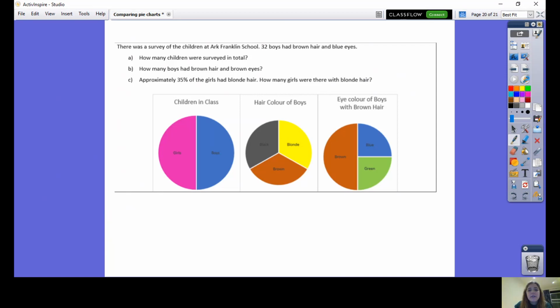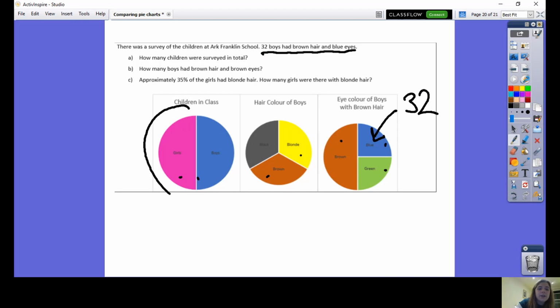It says there was a survey of children at Ark Franklin. 32 boys had brown hair and blue eyes. So you can see here's the total. There's some children in the class and they're split into girls and boys. And then of the boys, they either have black hair, brown hair or blonde hair. And then of the boys with brown hair, they either have brown eyes, green eyes or blue eyes. I know that 32 boys had brown hair and blue eyes. That means this section here is 32.